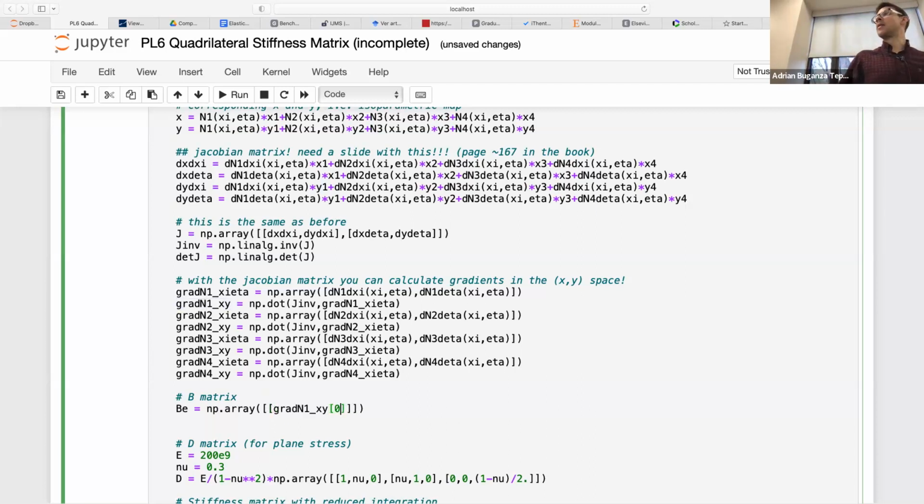So this grad n1 xy is the gradient of the first shape function with respect to xy. It has two components. It has the x and the y component. If I do the bracket 0, I'm getting dn1 dx, so the first component. Then 0, then I need grad n2, 0 component, so this will be dn2 dx, then 0, then dn3 dx, 0, dn4 dx, because I have 4 shape functions, 0. So again, the first row is dn1 dx, 0, dn2 dx, 0, dn3 dx, 0, dn4 dx, 0.